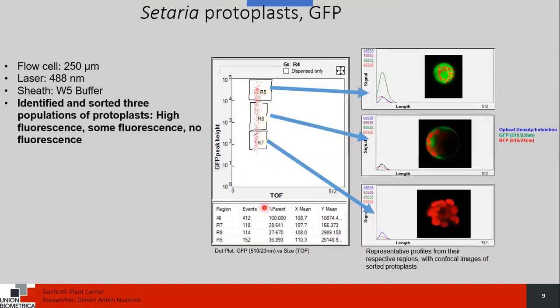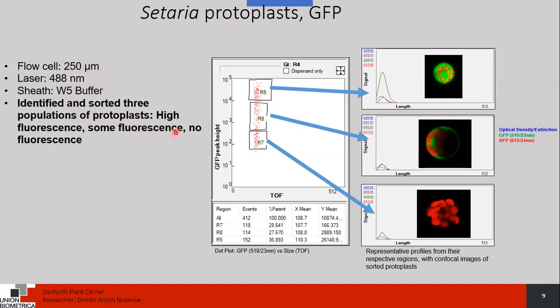interpret them. The next example I'm going to show you and talk about is Setaria protoplasts. So these are protoplasts from foxtail. And again, it was on a 250 micron flow cell with a 488 laser.